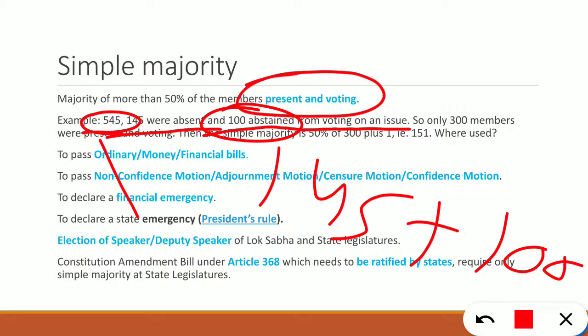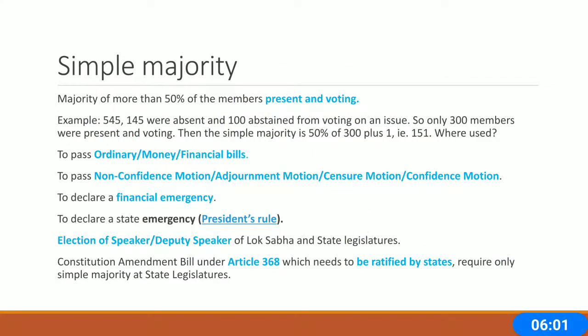This can be called as present and voting. These are the members present, and they are voting. So in this case 545 are there, 145 and 100 can be removed. There will be 300 members. Now on that 300 we can calculate special majority. 50% of the 300 plus 1, this will be 151.